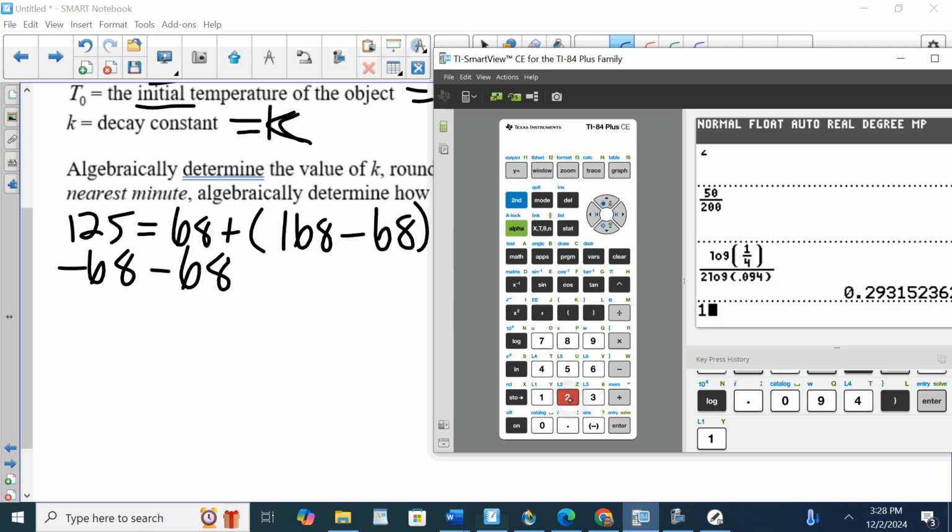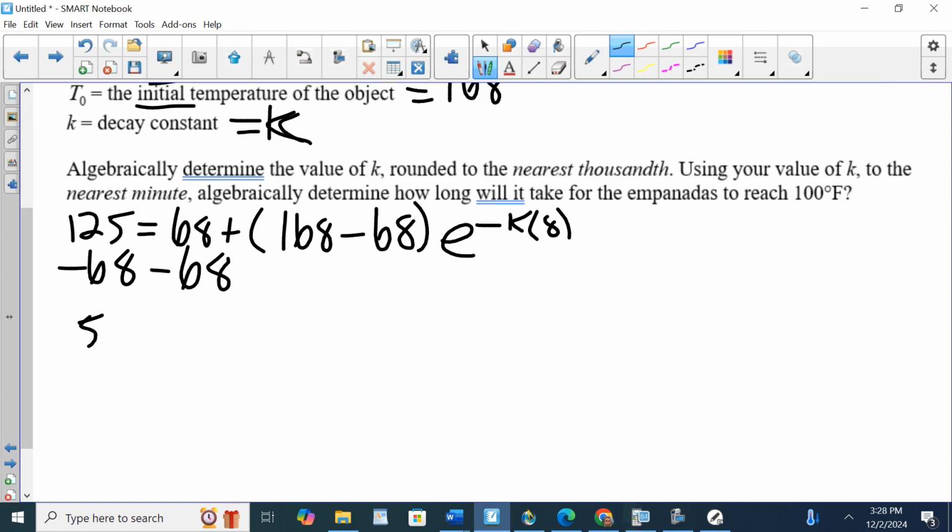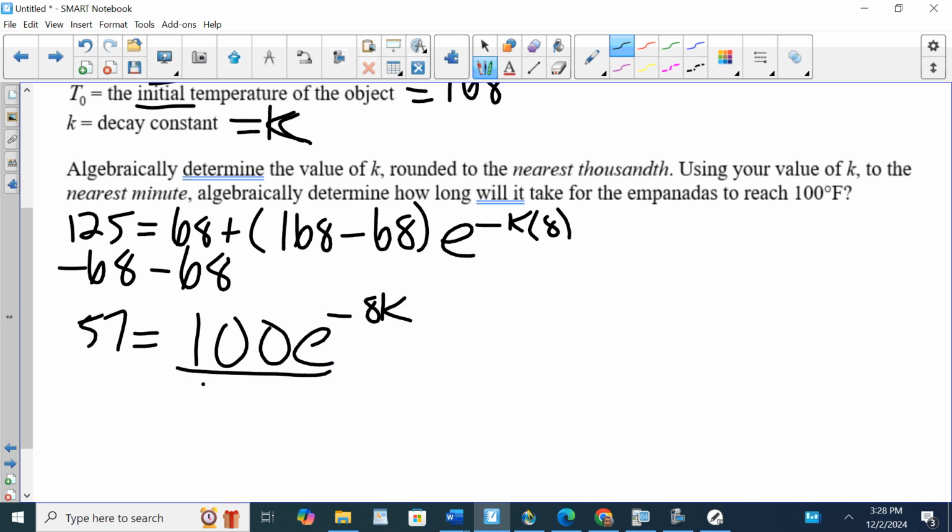125 minus 68 is 57. 168 minus 68, I'm not going to use my calculator for that, that's 100, e to the negative 8k. I'm not isolated yet, I divide by 100.